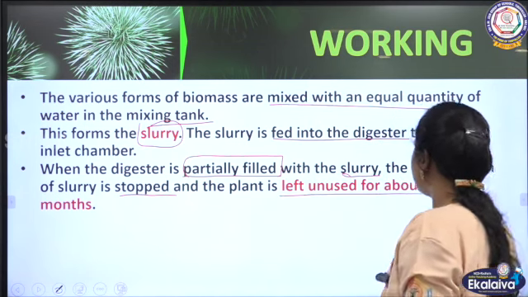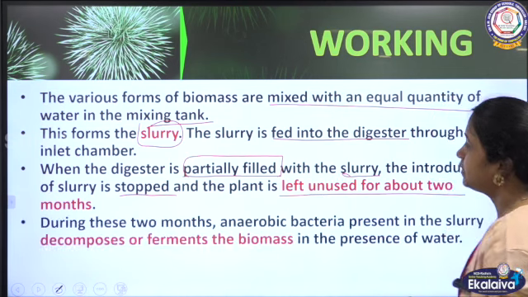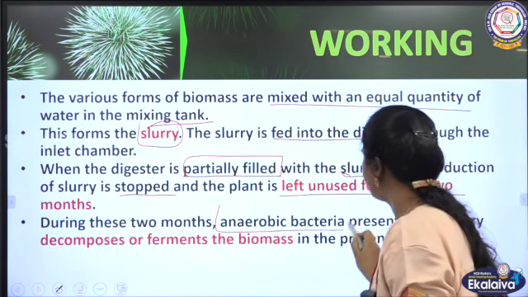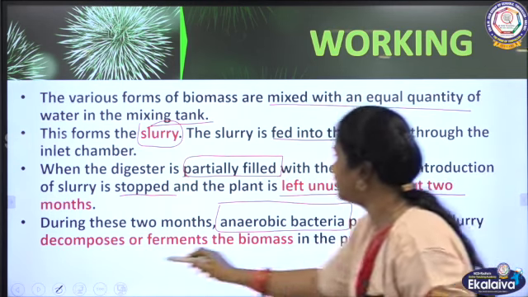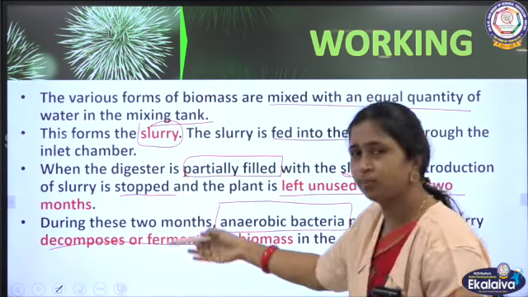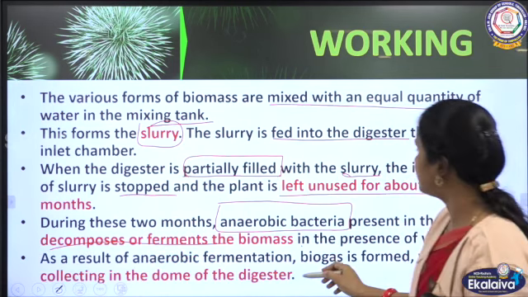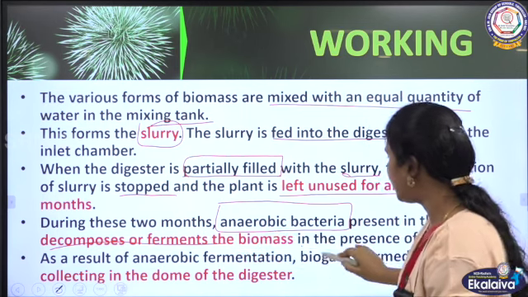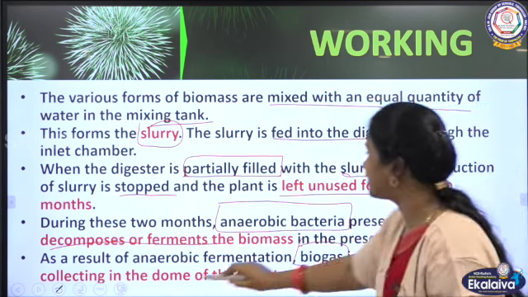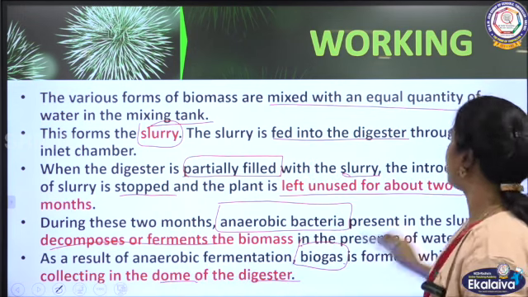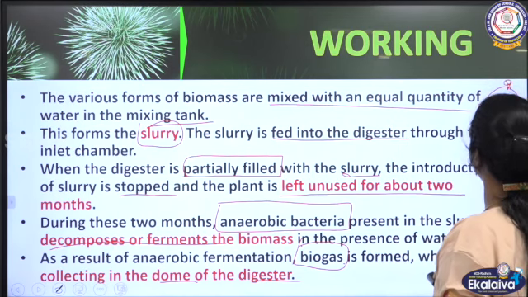And then the plant is left unused for about 2 months. During these 2 months, the anaerobic microbes present in the slurry start to play their role. They decompose or ferment the biomass, the slurry, totally. As a result of this fermentation, you will get a gas. This gas, called biogas, is formed, which starts collecting in the dome of the digester, like this.